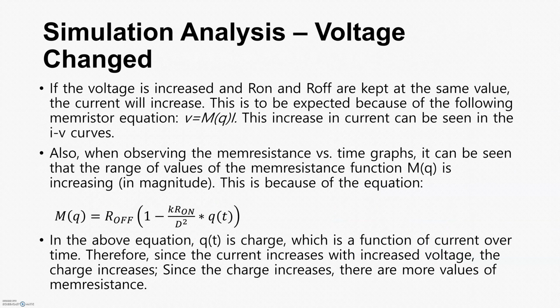Alright, let's look at the analysis a little deeper. So we saw that in the IV curves, the voltage was increased and all the other parameters were kept the same; R on and R off were kept the same, the voltage increased. So why did the current increase? Well, this was to be expected because of the equation that we saw in the beginning. It's kind of like Ohm's law, V equals M of Q times I. So the increase in current can be seen in the IV curves, which is what we saw.